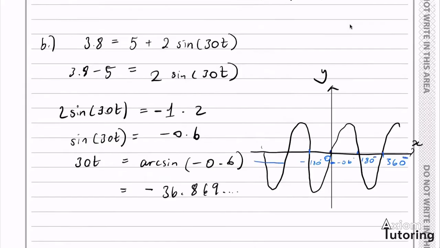Sorry, that's our y value of minus 0.6. And this is minus 360 degrees. So our x-axis is in degrees, our y-axis gives us the values when we input our x into our sine function. Okay, so when we applied our arcsine function to get minus 36.869, that solution comes from here.